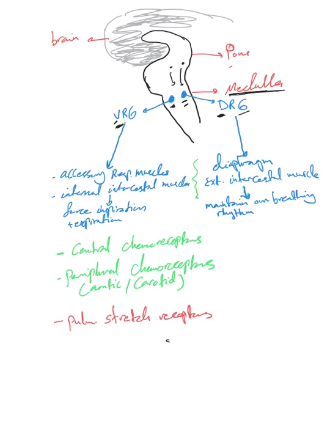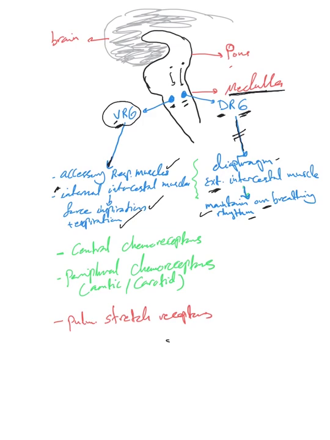The dorsal respiratory group sends signals to the diaphragm and external intercostal muscles to contract and start inspiration. When this ceases, these muscles relax and expiration starts. This dorsal respiratory group maintains our normal breathing rhythm. The ventral respiratory group, on the other hand, sends signals to the accessory respiratory muscles and internal intercostal muscles, and they are involved in forced inspiration and expiration.